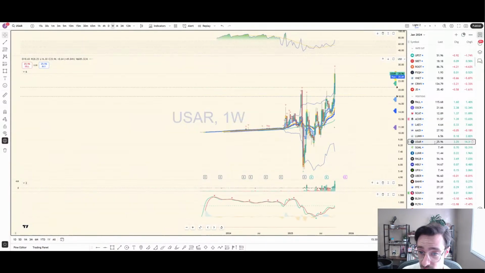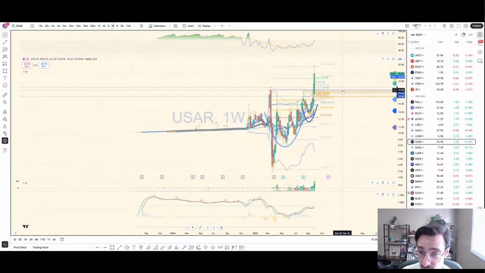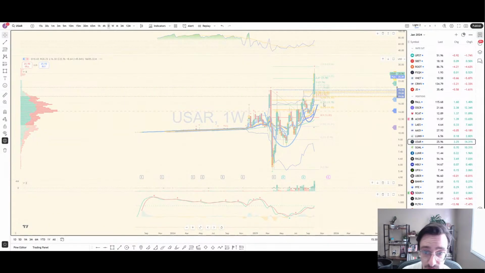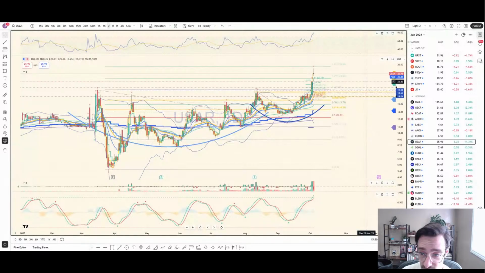Got USAR, puke session, can't look at it. I would love to see it come back to 20. I doubt it does. I will look for it to fill the gap that it just made. Come back to 23. I'll look for it there.